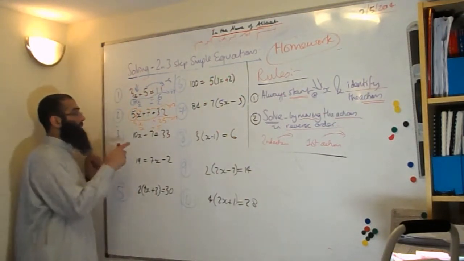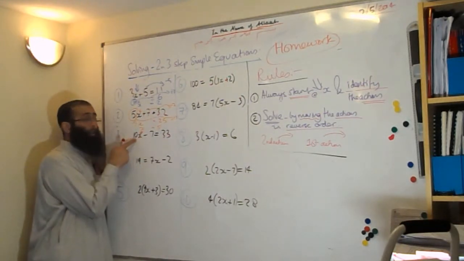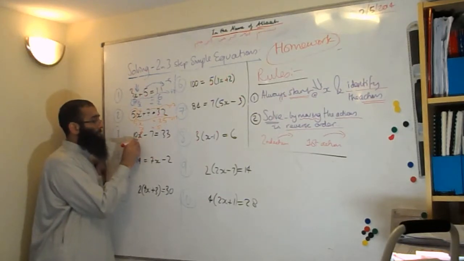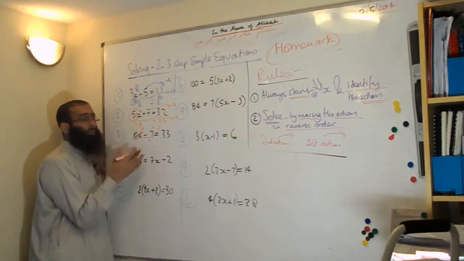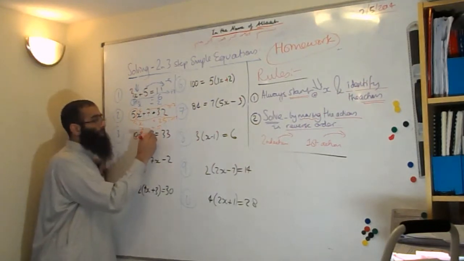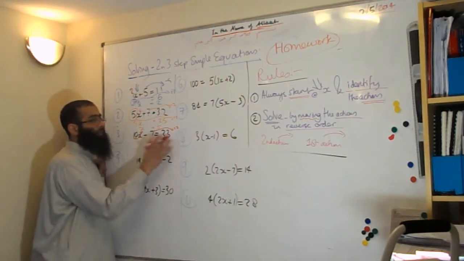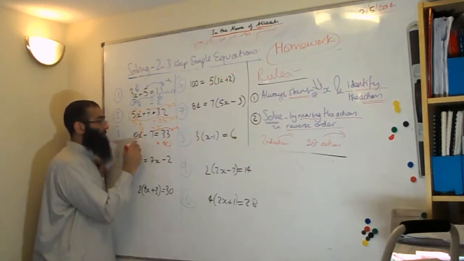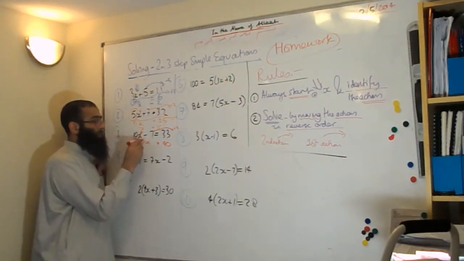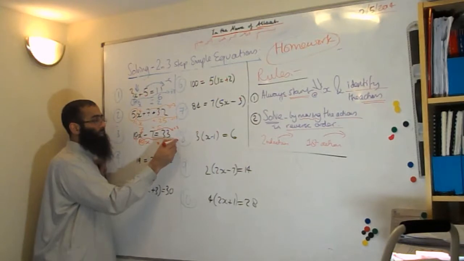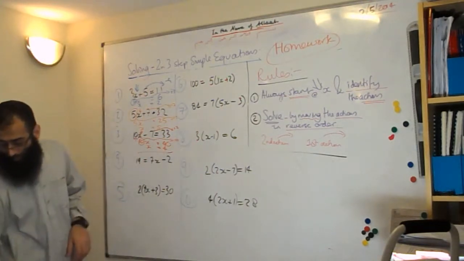Okay, next question. 10x minus 7 is 33. We start with the x. X has been times by 10, then minus 7. First action, second action. When we solve, we move the last action first. So opposite minus 7 is plus 7. 33 add 7 is 40. Now the opposite time by 10 is divide by 10. So x is equal to 4. Okay, let's move on.